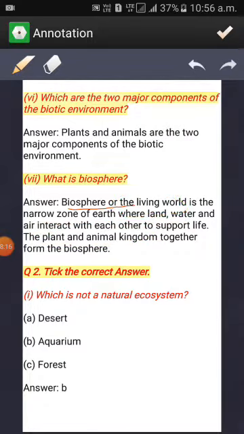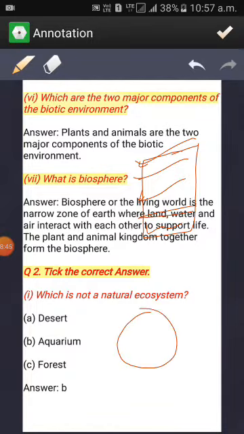On earth there exists a domain that is the domain of living things. These living things depend upon the other three domains, that is the domain of land, air and water, for their existence. So we can say that this biosphere is the narrow zone on environment where land, air and water exist to support life.